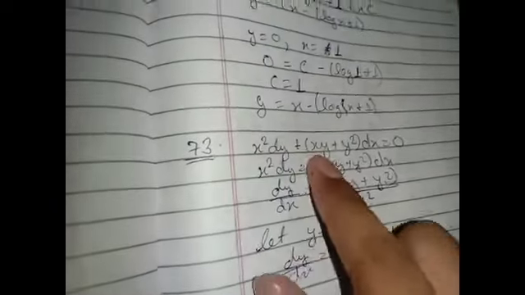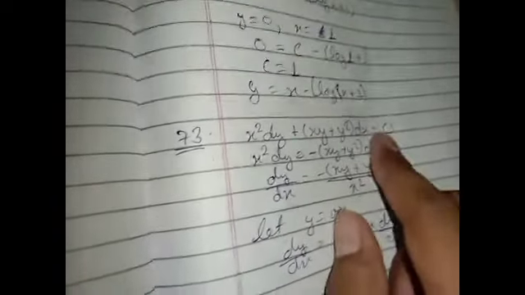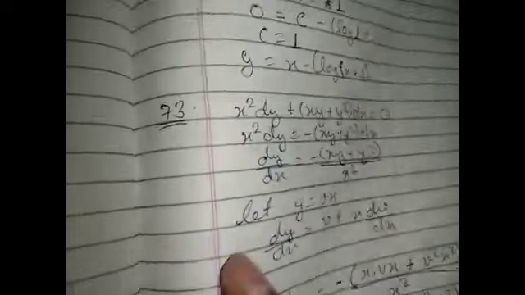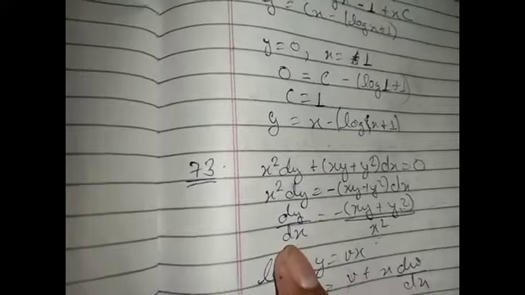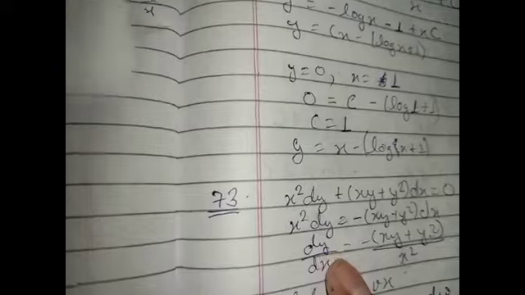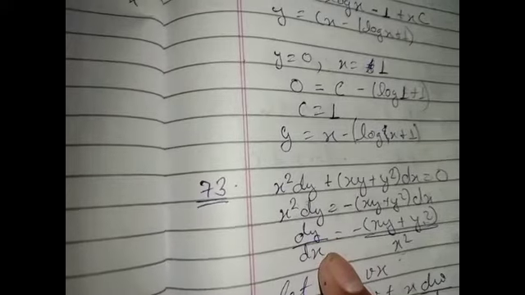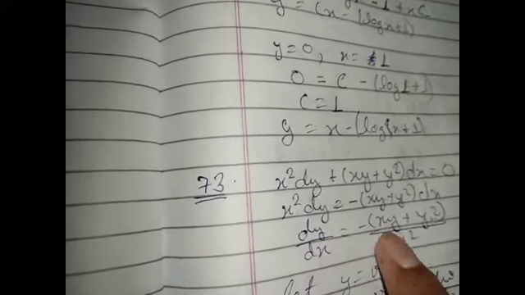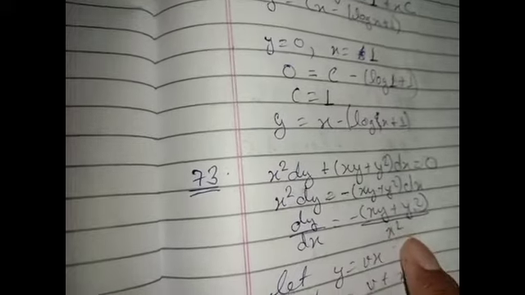So second, look at this question: (x square plus xy plus y square) dx equal to 0. What will be our first step? Our first step will be to find dy over dx. We will get minus (x square plus xy plus y square) upon x y.